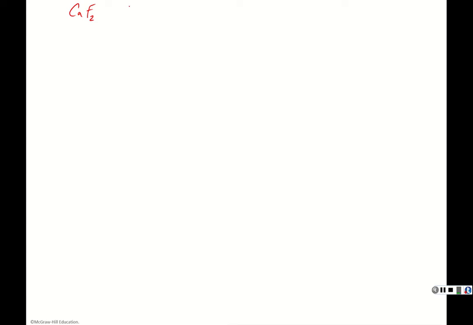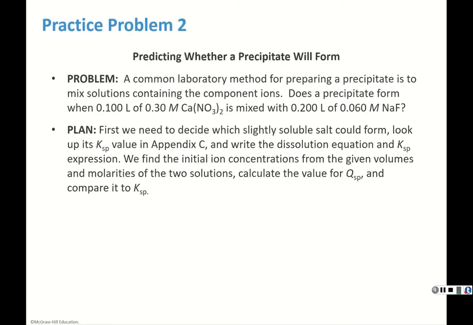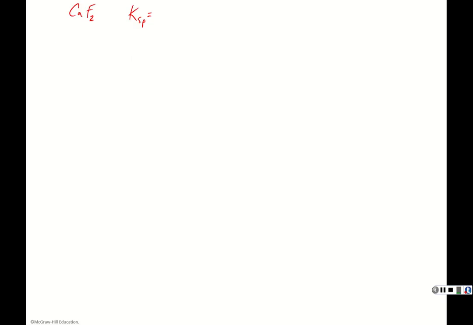And to really answer this, we're going to need to know the KSP. So the KSP value for this, which I don't believe was mentioned in the problem, you can look up in the book. It's 3.2 times 10 to the minus 11th. You could probably look that up online too, although it might be slightly different than the book value.